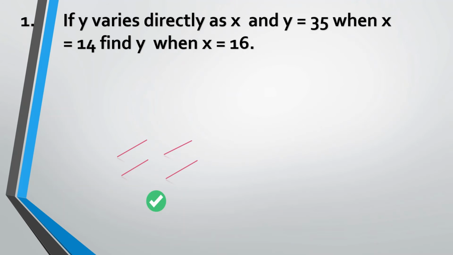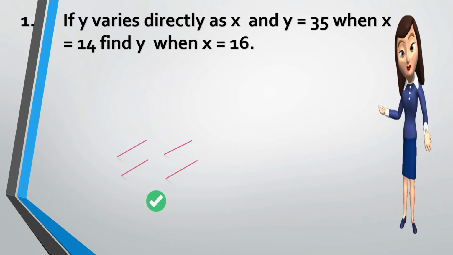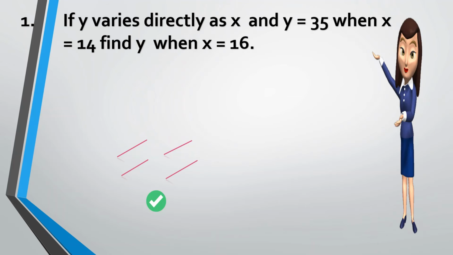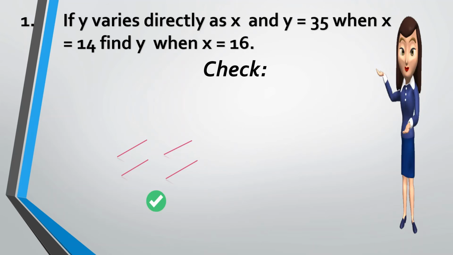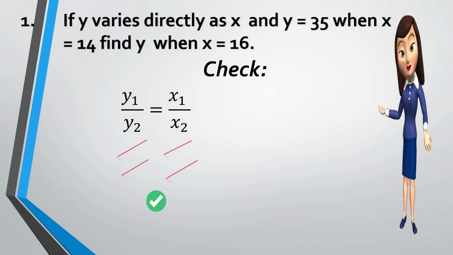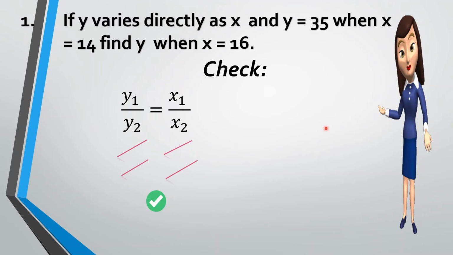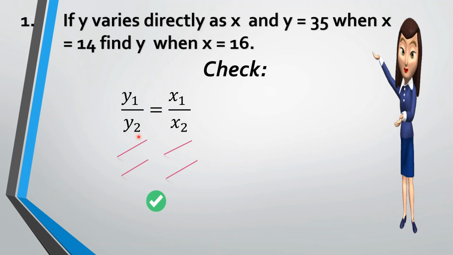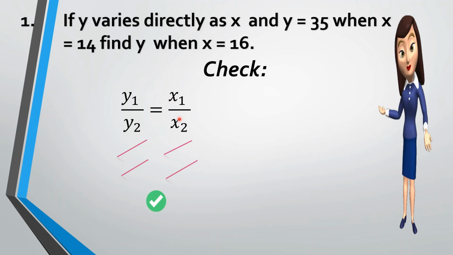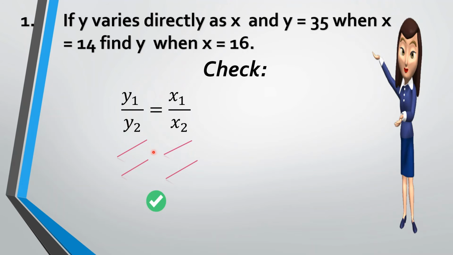Okay, this is another checking. How can we check the direct variation? Because direct variation is a proportional, we use the formula for proportion. So, we have y sub 1 over y sub 2 is equal to x sub 1 over x sub 2. We can use this to check our answer.